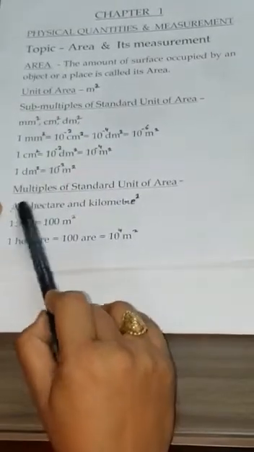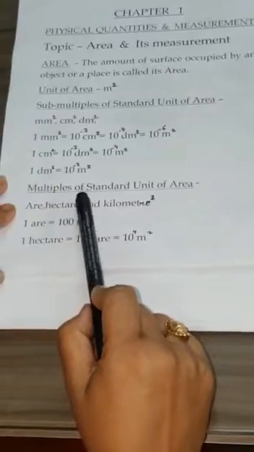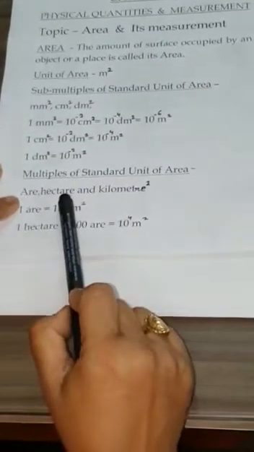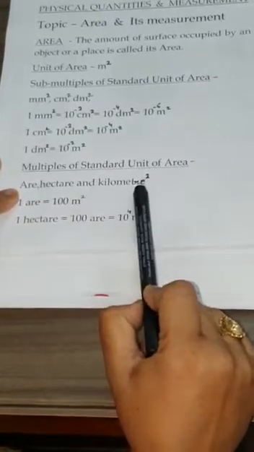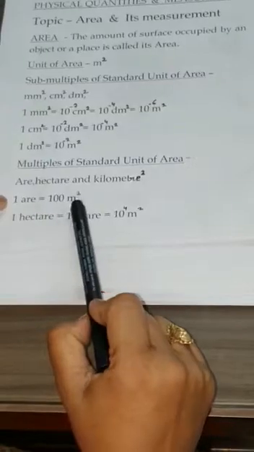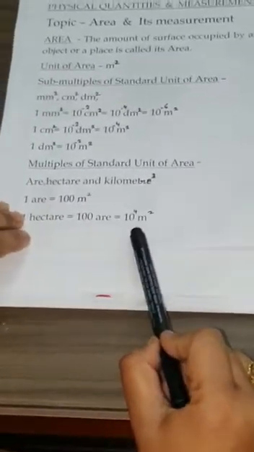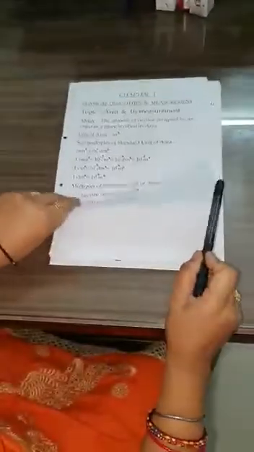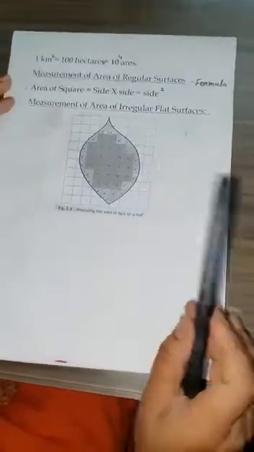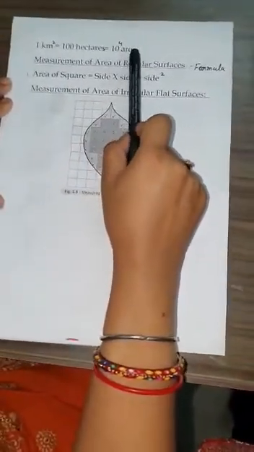Let us understand the multiples of the standard unit of area, the bigger units of area. They are are, hectare and kilometer square. Now the relation: 1 are is equal to 100 meter square. 1 hectare is equal to 100 are, which is equal to 10 to the power 4 meter square. 1 kilometer square is equal to 100 hectares, which is equal to 10 to the power 4 ares.